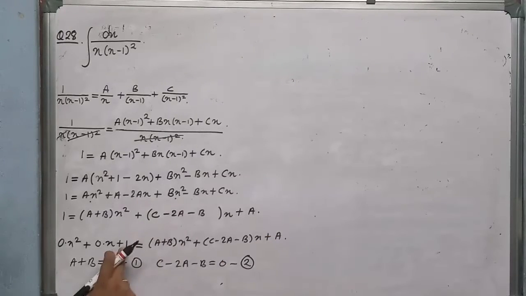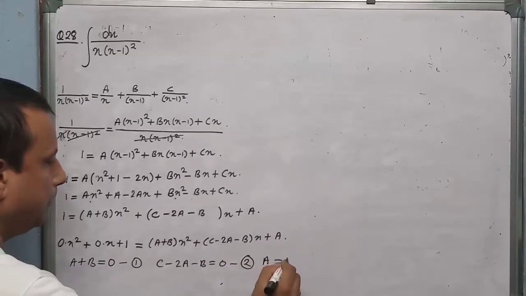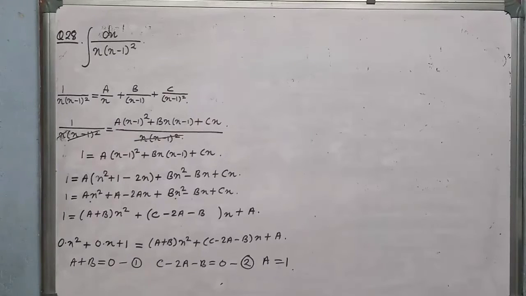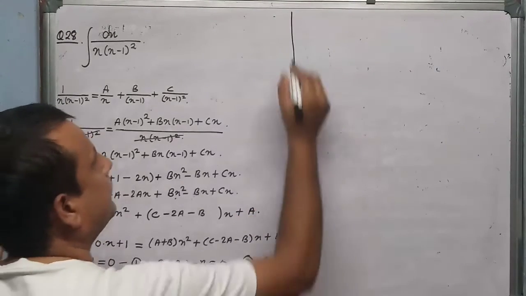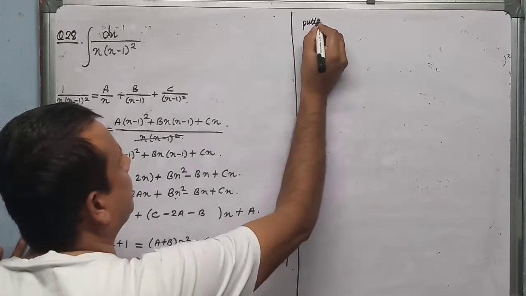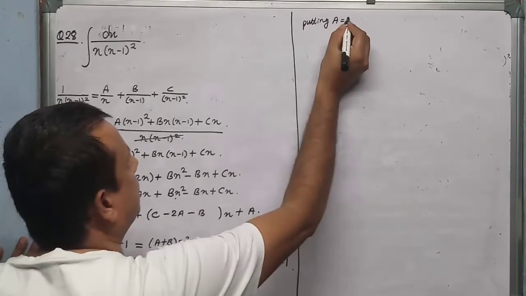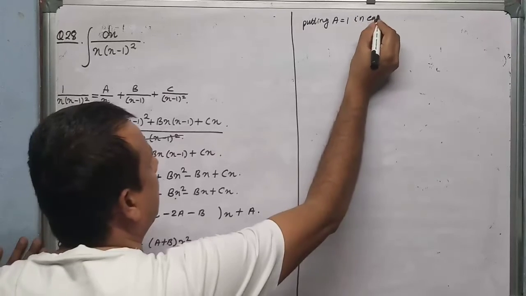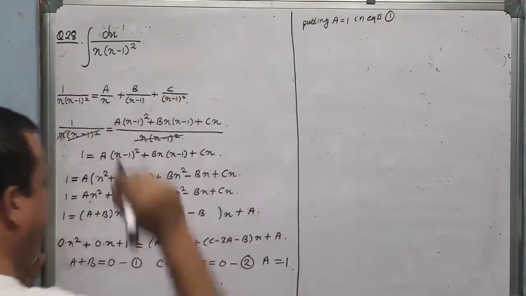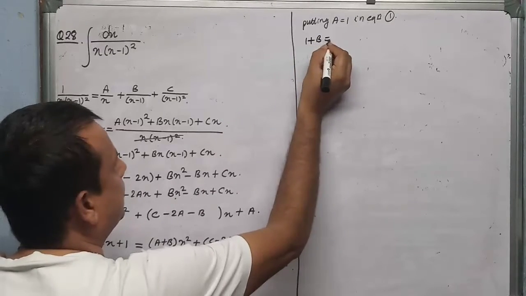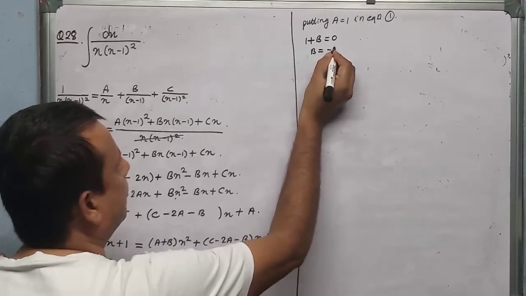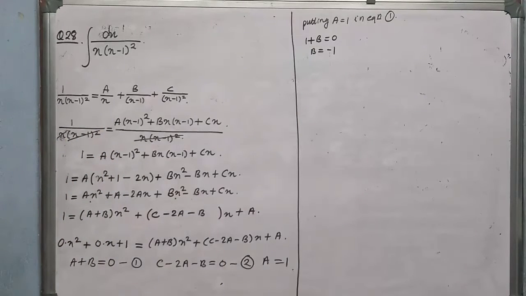Then the constant is 1. A equals to 1. The constant a is equal to 1. Now after getting a, putting the value of a in equation number 1, putting a equals to 1 in equation 1, I'll substitute over here. It will be 1 plus b equals to 0, then b is equal to minus 1. The value of b is minus 1.